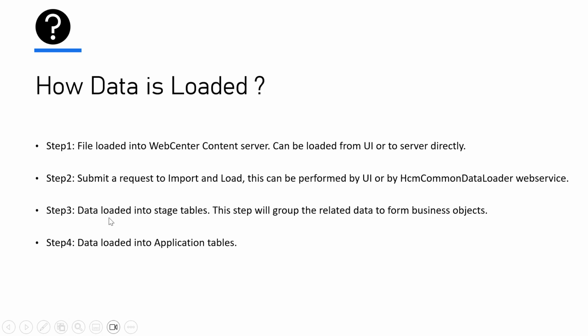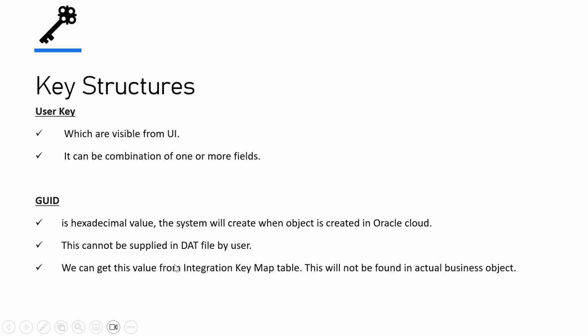The next step is that data will be loaded into staging tables. The data that you are loading will not directly load into application tables. First it will be loaded into stage tables, and that data will be grouped based on the business object. All the related data will be grouped. Once it is grouped, the data will be loaded into application tables. These are the four different steps that every HDL load will perform.